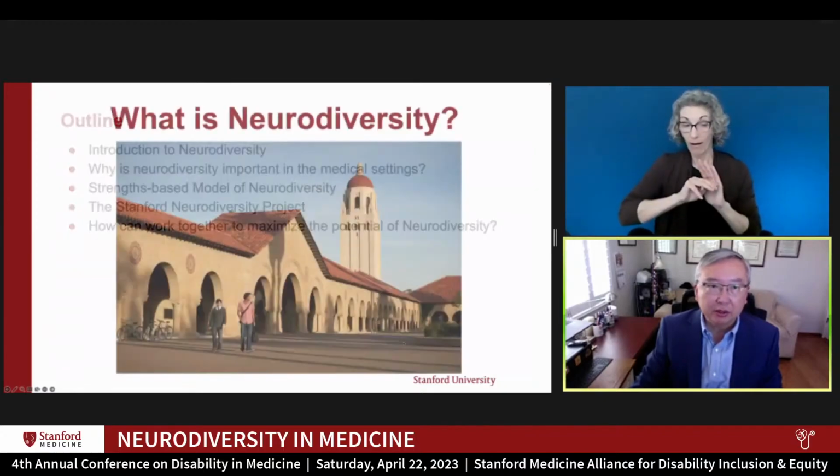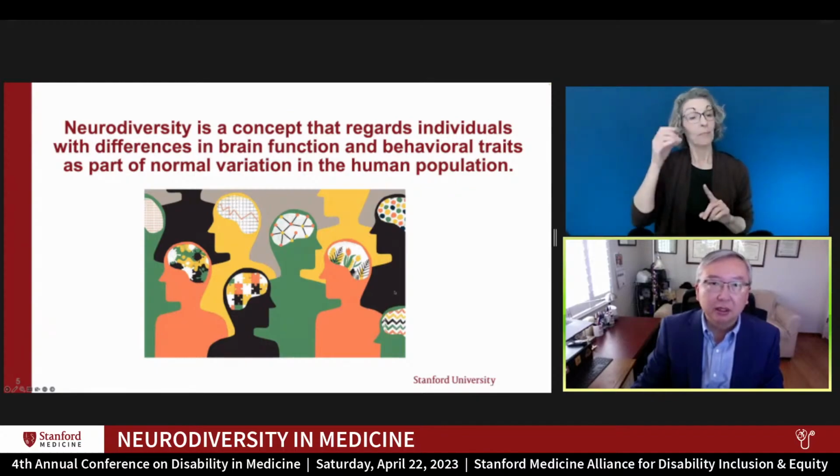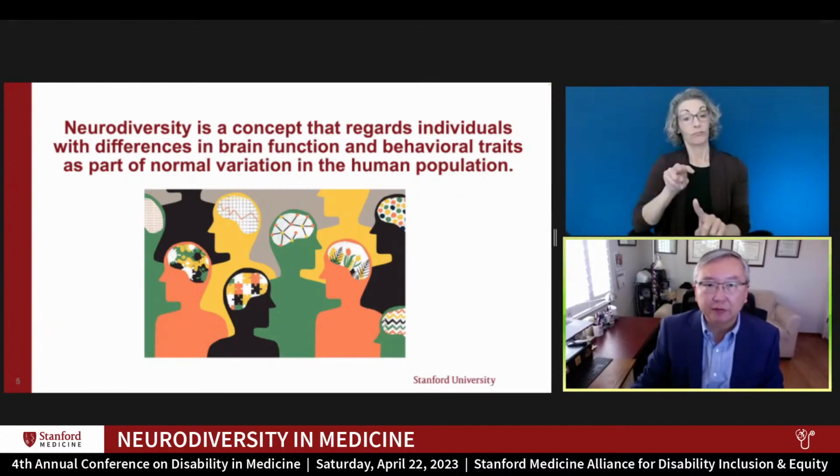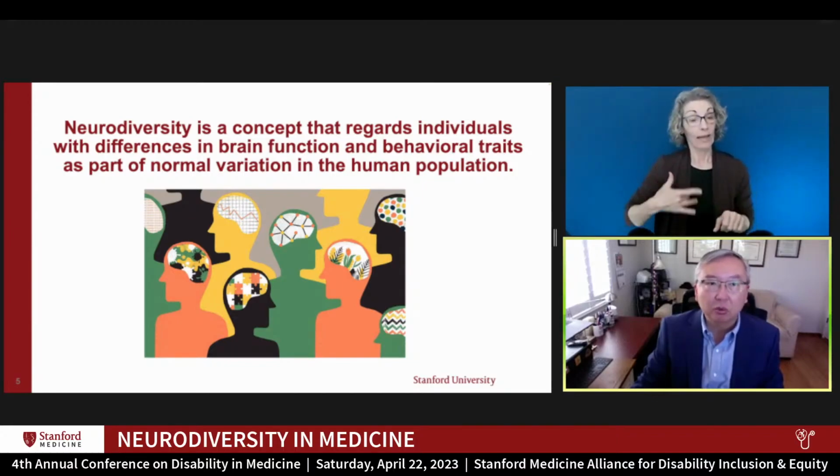So first, what is neurodiversity? Neurodiversity is really more of a concept than a thing. It is a concept that regards individuals with differences in brain function and behavioral traits as part of normal variation in the human population.